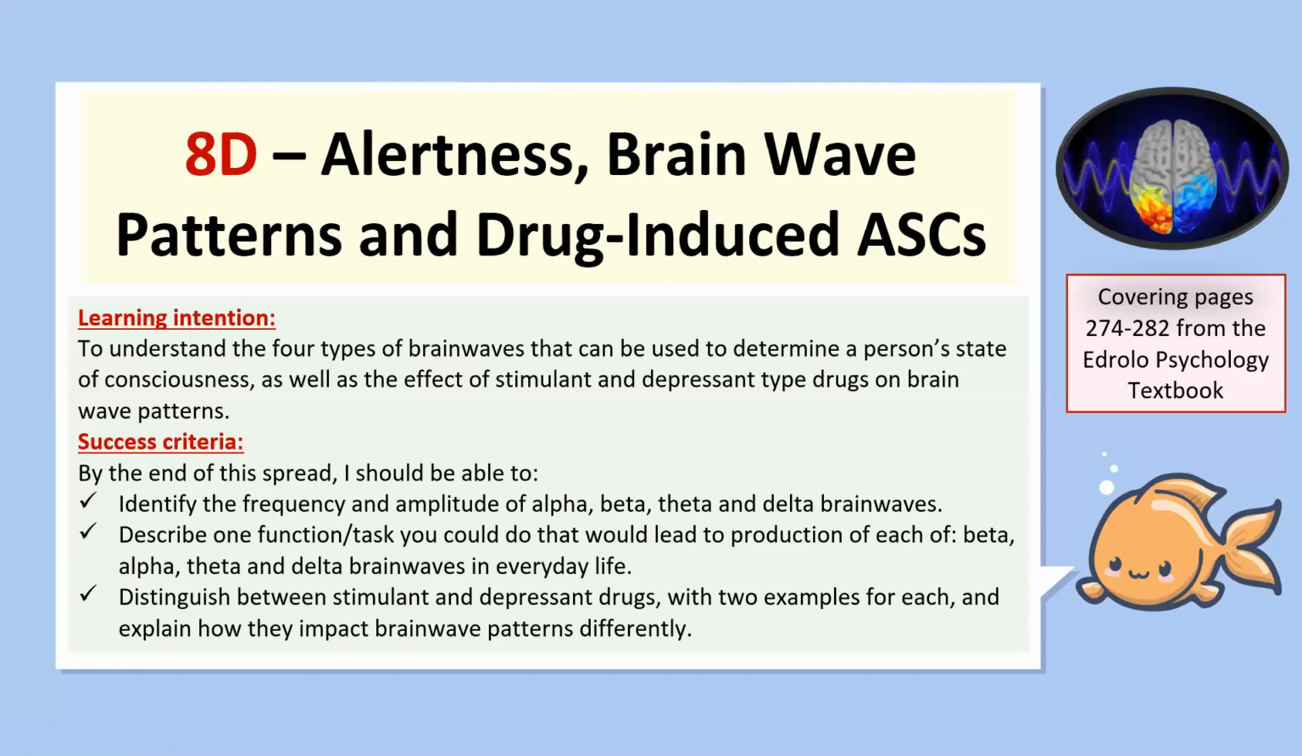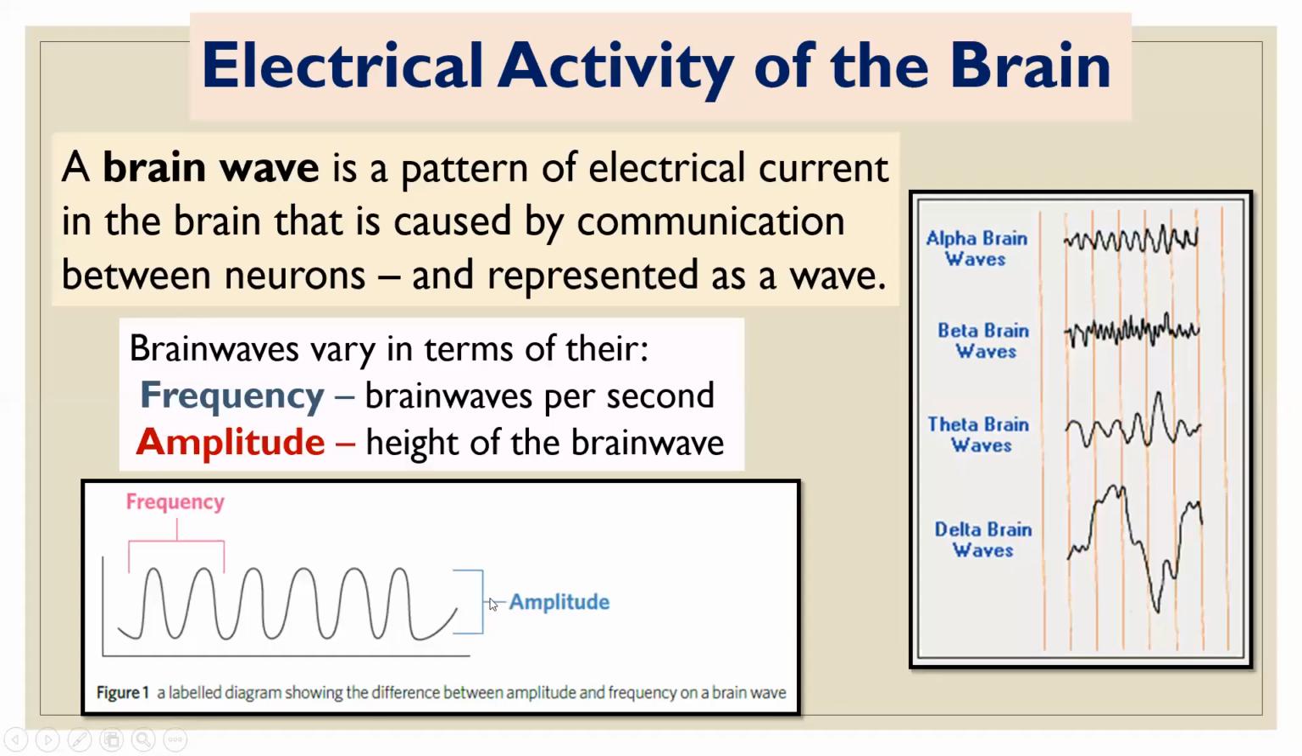And we're going to learn about 2 types of drugs, because we know from last week when we started chapter 8 that one type of altered state of consciousness a person can go into is a drug-induced ASC, an altered state of consciousness brought on by the ingestion of some drug. We're going to learn about 2 types of drug. The first one is called stimulant drugs, and the second one is called depressant drugs. So that's literally this chapter.